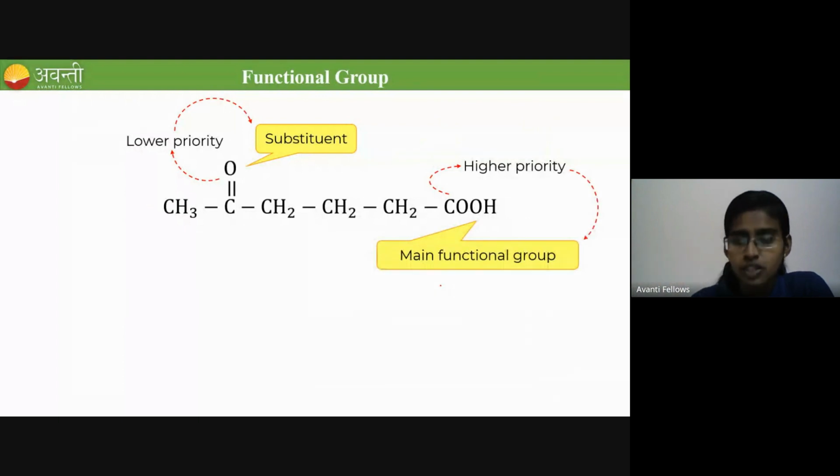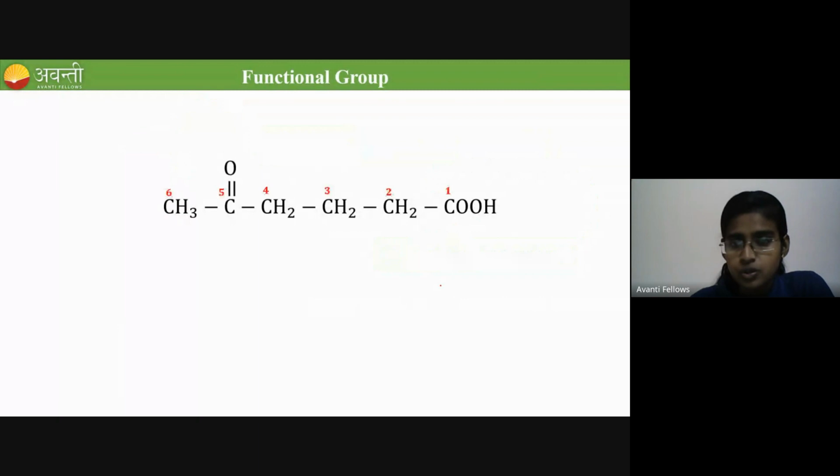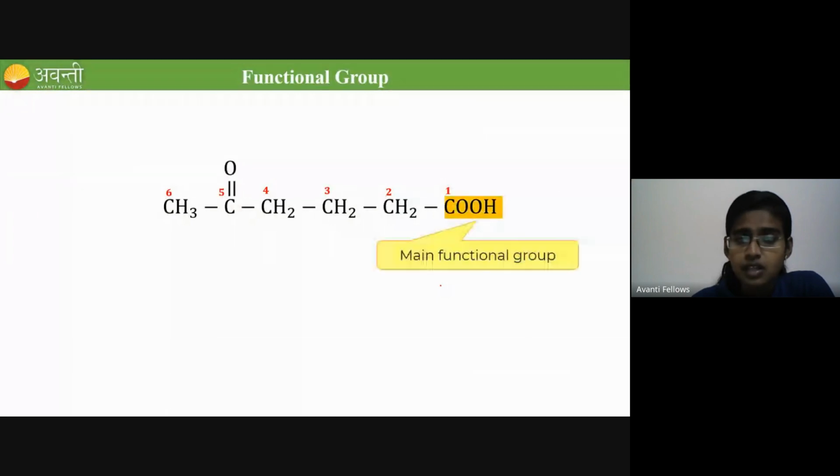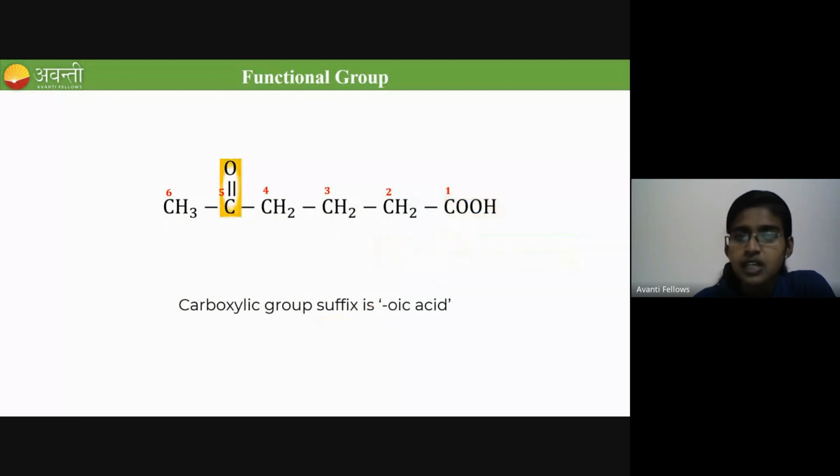Okay. So we have to number from carboxylic acid. We are getting from 1 till 6. There are 6 carbons in the system, and this is the functional group. So for this, you have to use oic acid. That is the suffix you have to use. And ketone is the second priority substituent, right? So what is the prefix for ketone? Do any of you remember the prefix for ketone?